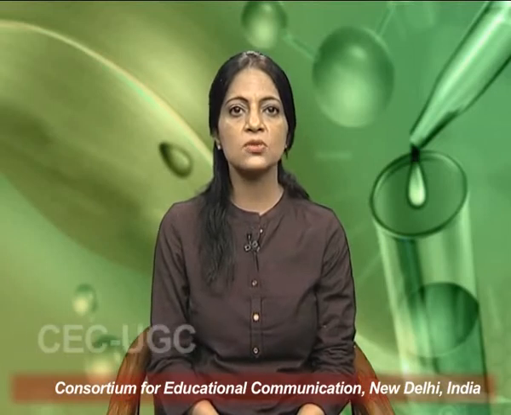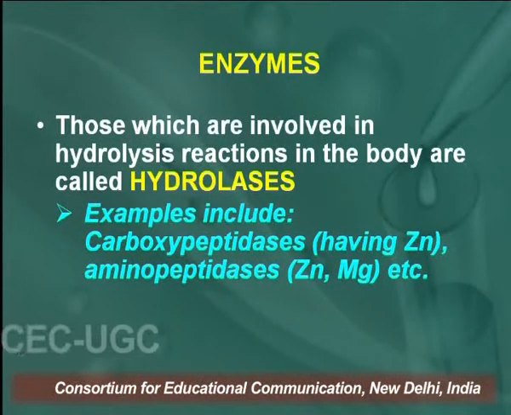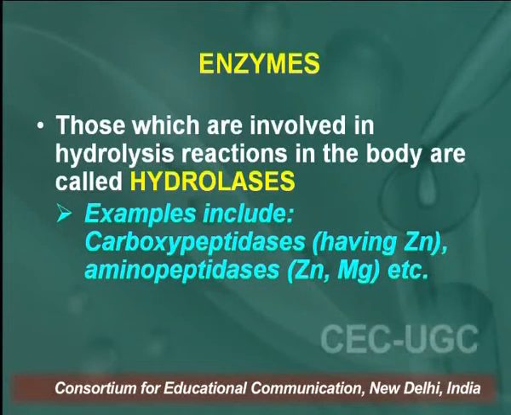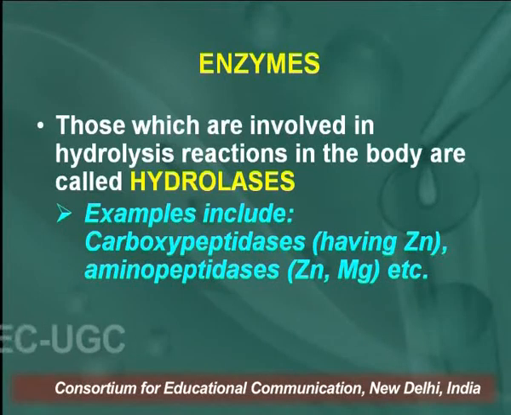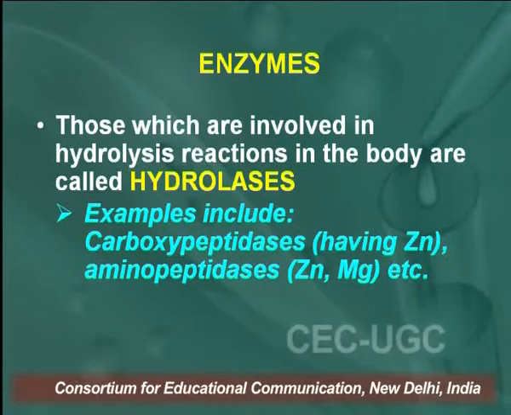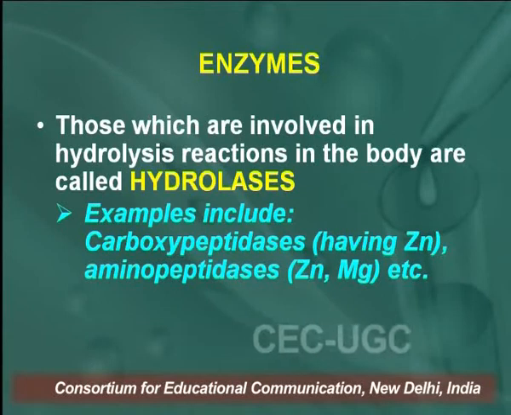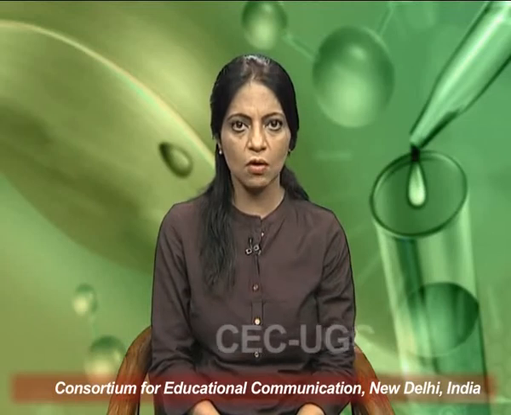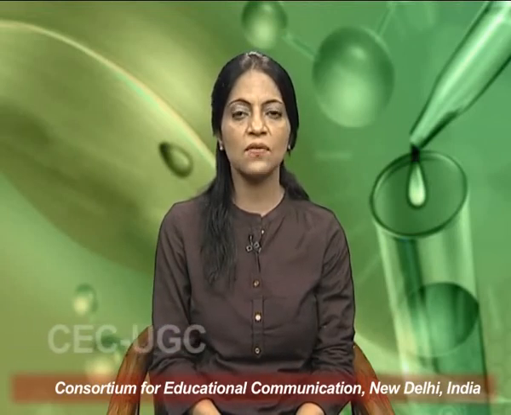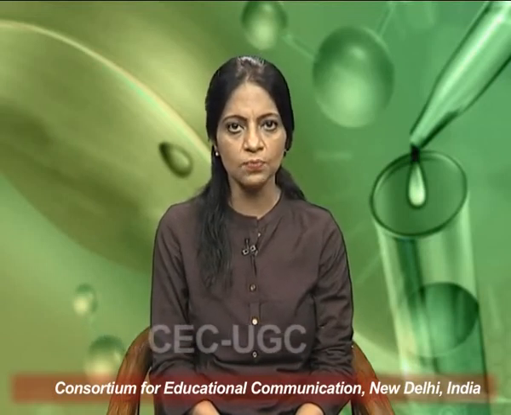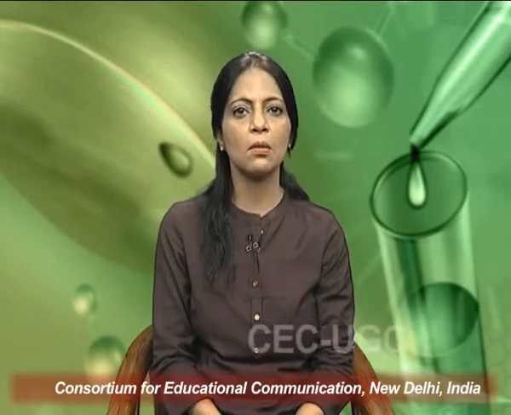Another kind of enzymes are those which are involved in hydrolysis reactions in the body, and these enzymes are called hydrolases. The examples of such enzymes include carboxypeptidases, which contain zinc, and aminopeptidases, which contain zinc, magnesium, and so on. Carboxypeptidase is an enzyme which catalyzes the hydrolysis of peptide bonds in the biological system to produce amino acids. We all know amino acids are the building blocks of proteins, and then they build up to give long peptide chains. So, hydrolysis of peptides first produces proteins, which in turn on further hydrolysis give amino acids and produce a lot of energy in the system, which keeps our day-to-day activities and all the metabolic functions going on.